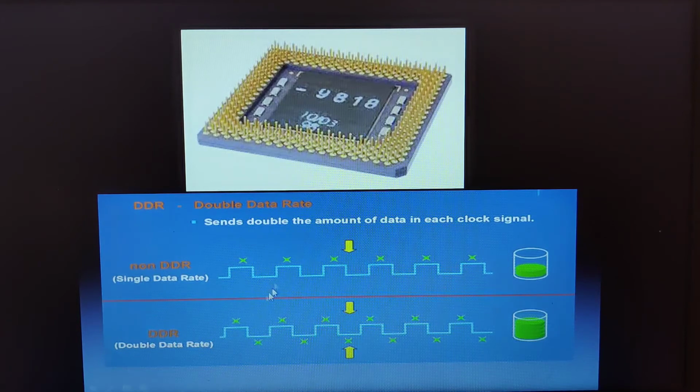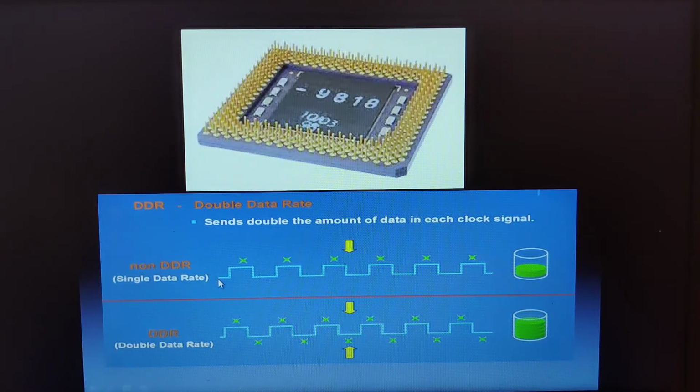Whereas in the case of double data rate random access memory, it sends double the amount of data in each clock cycle. How is it sending? It has the capability to transfer data between the memory unit and the CPU at both the rising edge as well as the falling edge of the clock signal. So at both times it is sending data. Therefore it transfers double the amount of data in each clock cycle. When the clock signal is high, that is 1, data transfer takes place, and when the signal is low, data transfer also takes place.